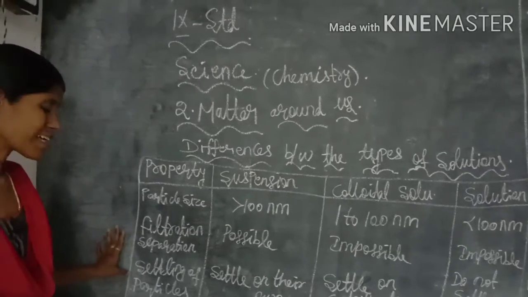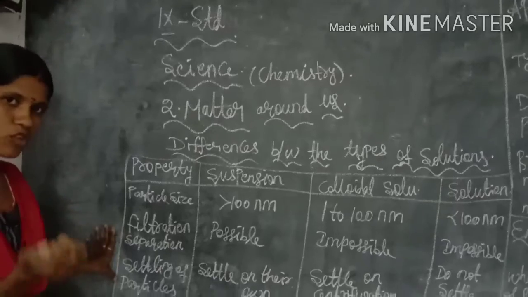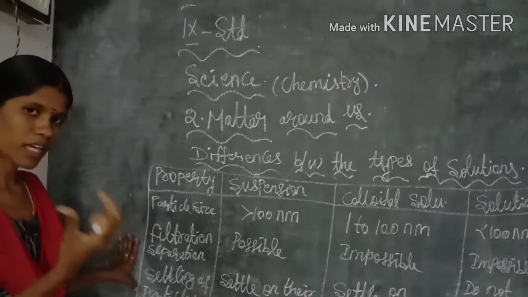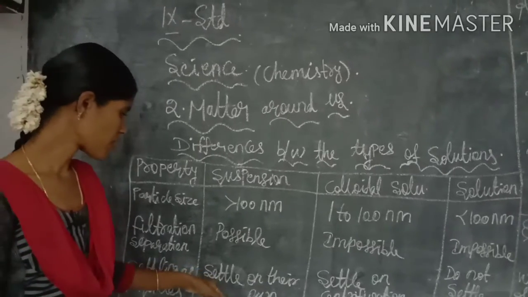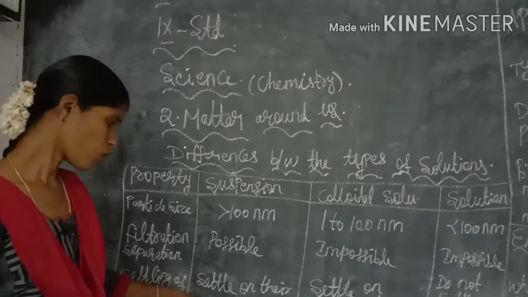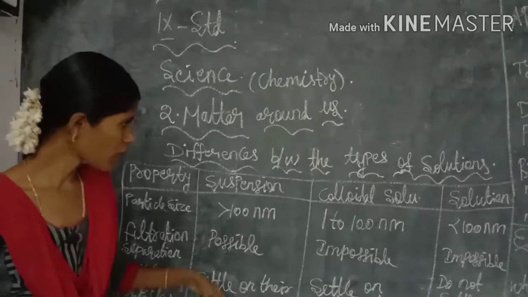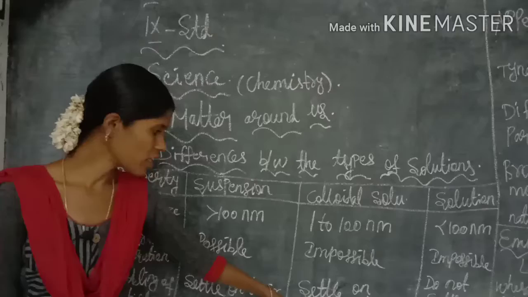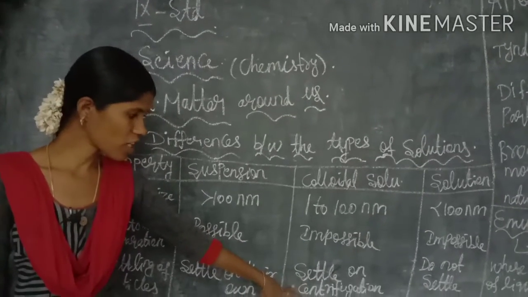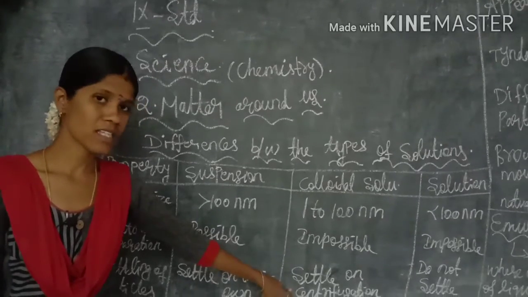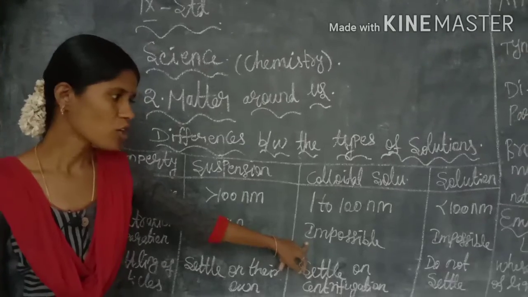Settling of particles means the particles settle down at the bottom once the process is finished, in the case of a beaker like that. The settling of particles in the case of a suspension happens on its own. Whereas in the case of a colloidal solution, the settling is done with the help of centrifugation. Centrifugation is the process used in a washing machine. In the true solution, the particles do not settle.